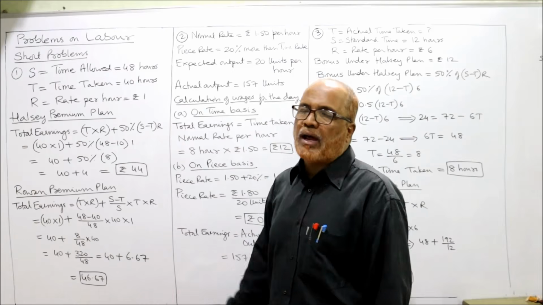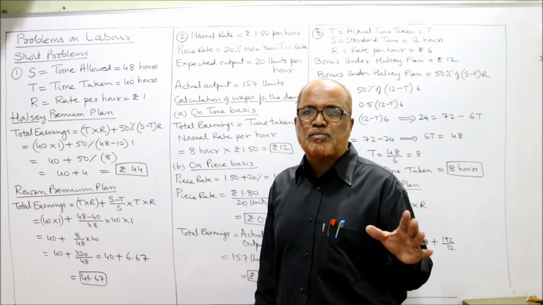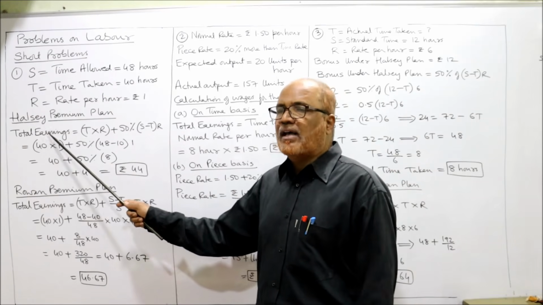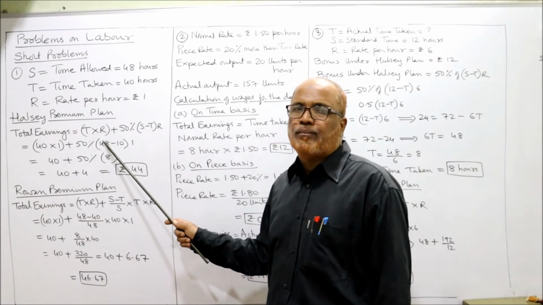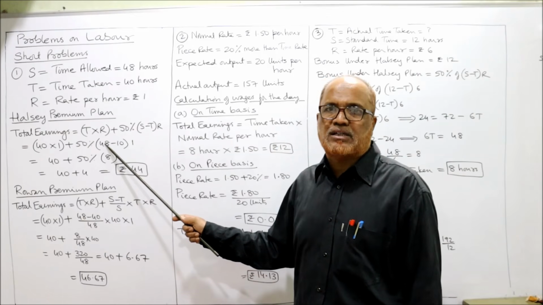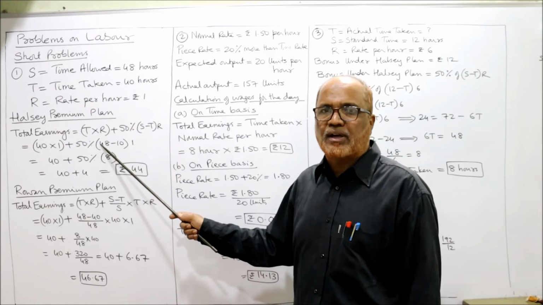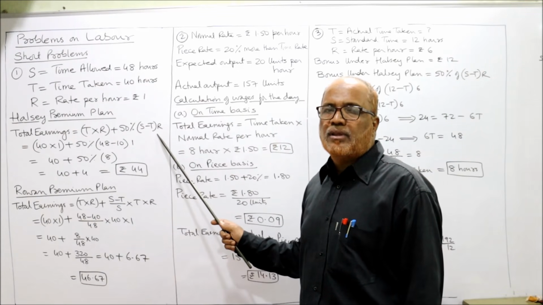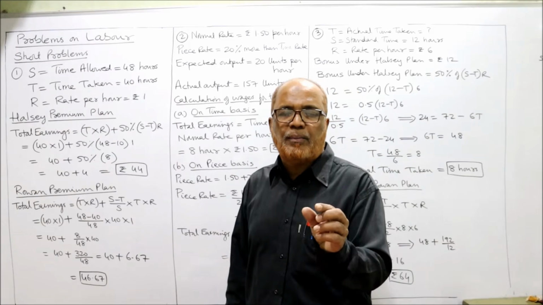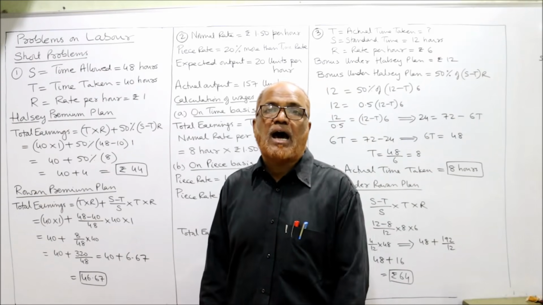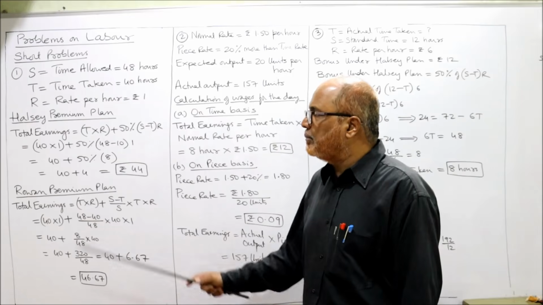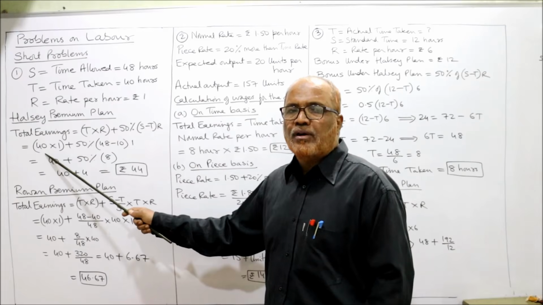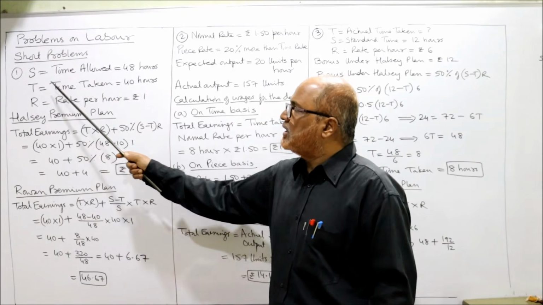Now the Halsey premium plan. In the last video I explained the formula of Halsey. Total earning is equal to T into R, the normal wages for time worked, plus 50% of (S minus T) into R. The incentive will be paid at 50% of time saved. T stands for actual time taken, 40 hours.